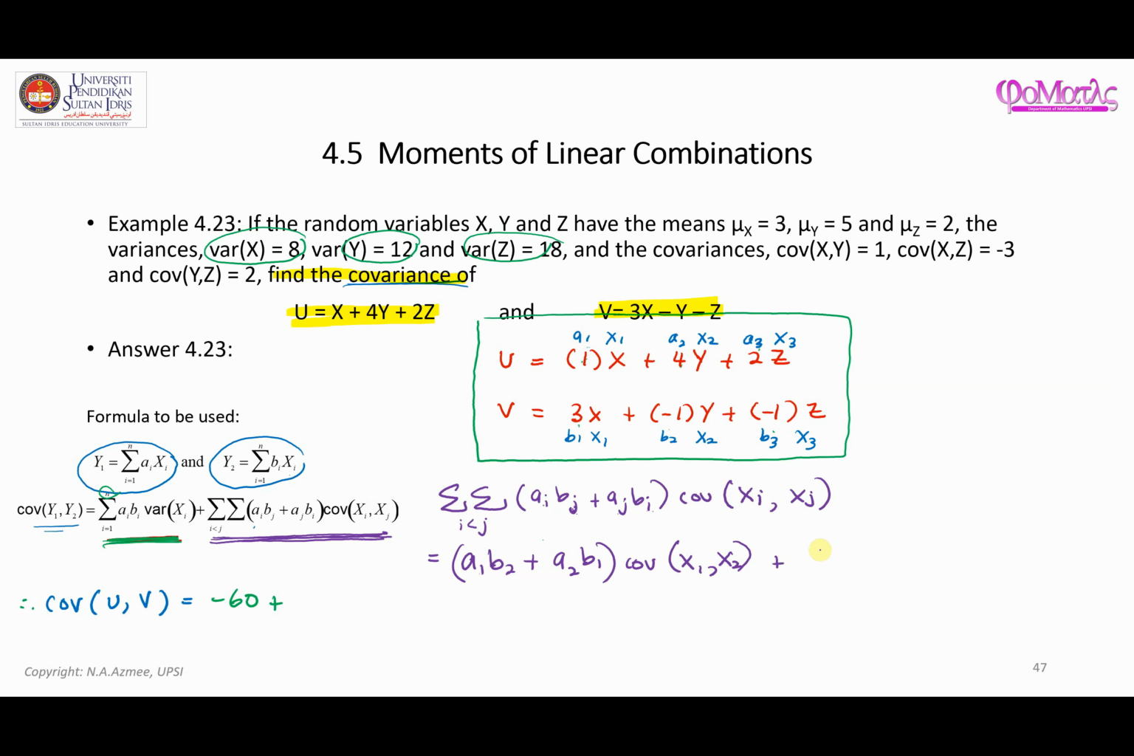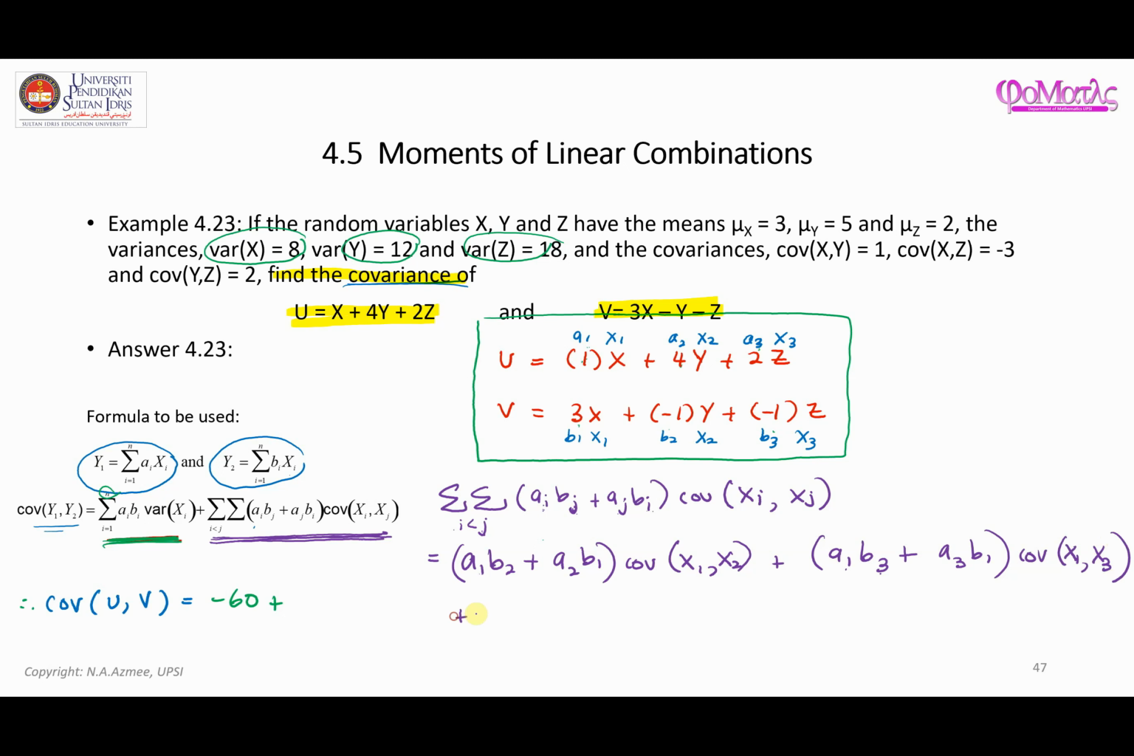Next, we're going to consider a1 and pair that with b3. Again, notice that j, this position, has to be greater than i. So 3 is greater than 1, so we are all right. And then at this part, we're going to switch that to a3 b1. Switch the position and we have covariance X1 X3.